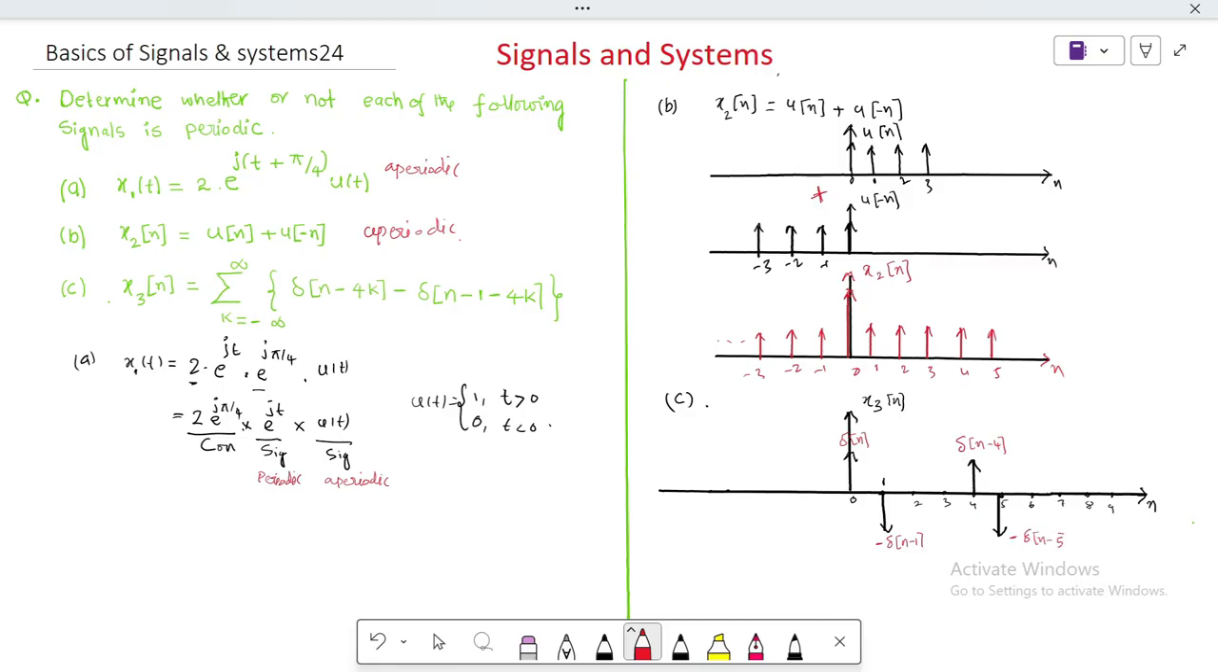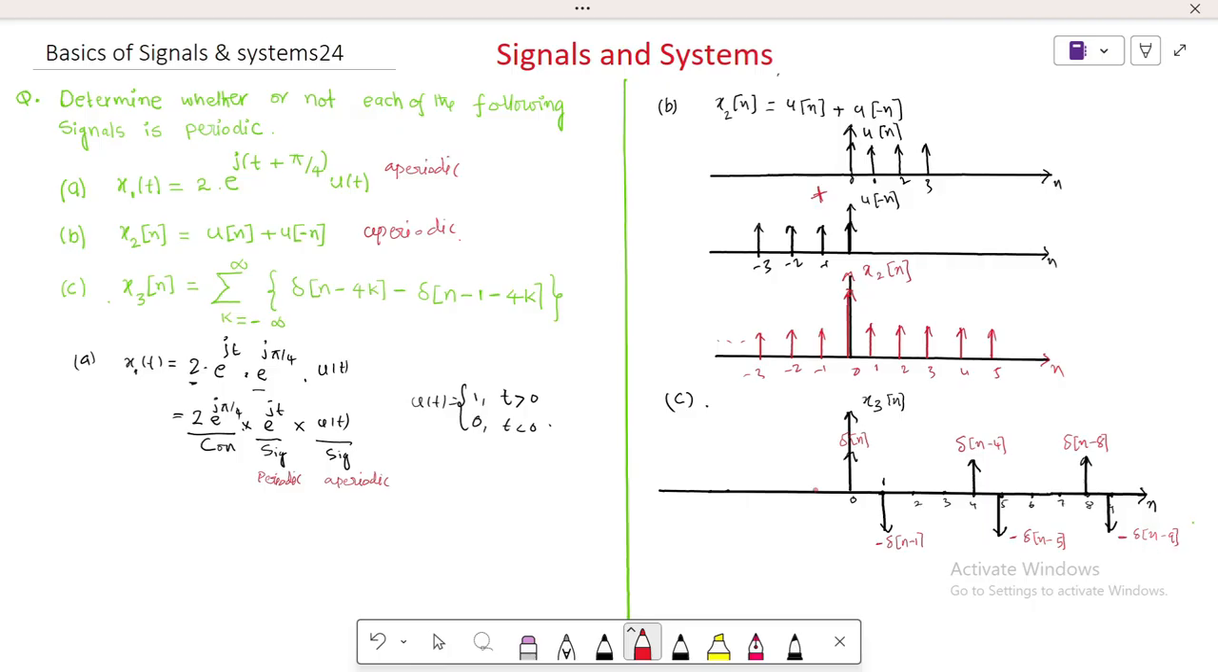Now again substitute k equal to 2. So del of n minus 8 minus del of n minus 9. So one impulse at 8 and one negative impulse at 9. We can write this is del of n minus 8, and this is minus del of n minus 9.